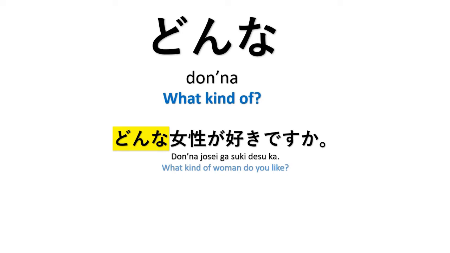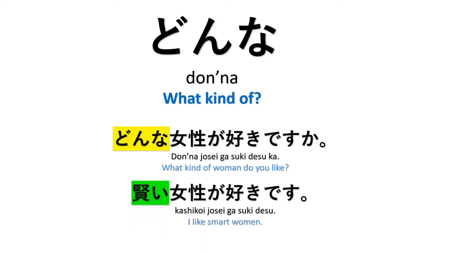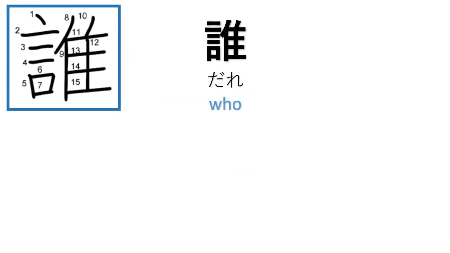Donna josei ga suki desu ka? What kind of woman do you like? So I say, kashikoi josei ga suki desu. I like smart women.